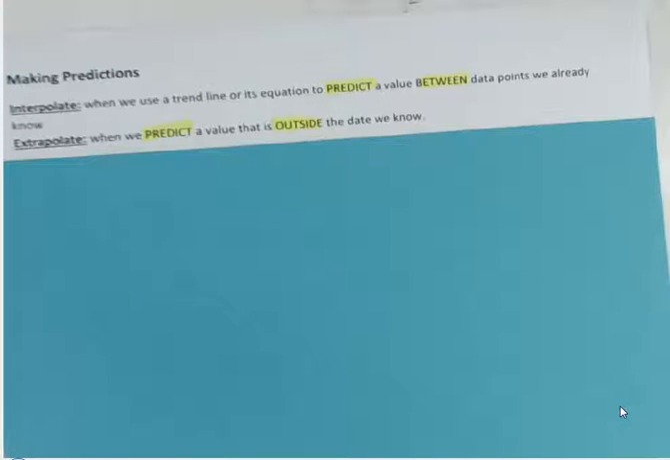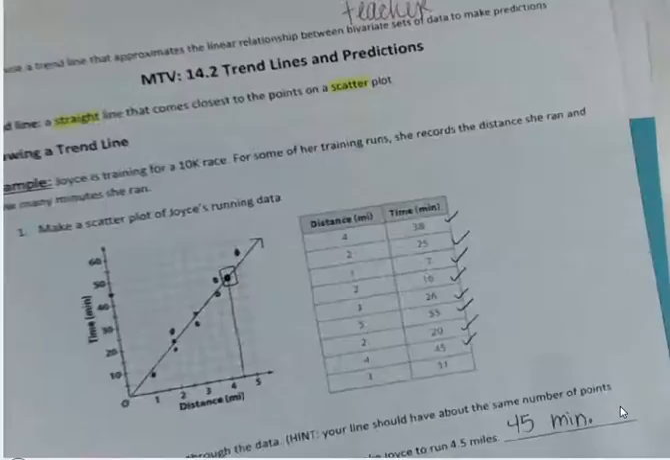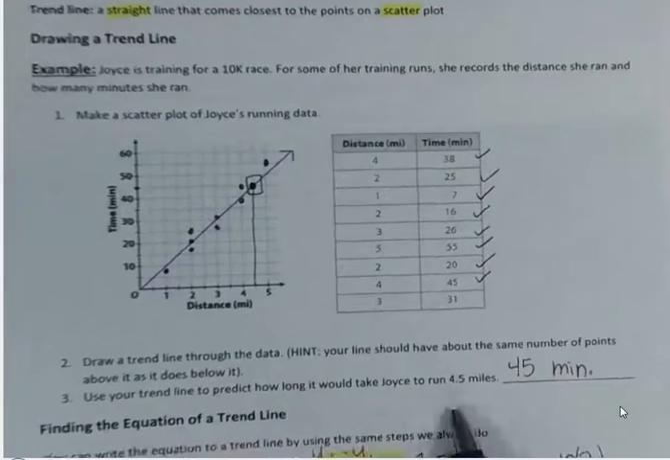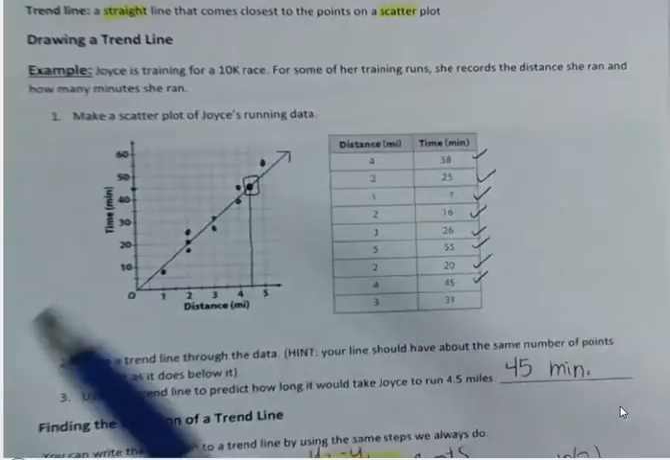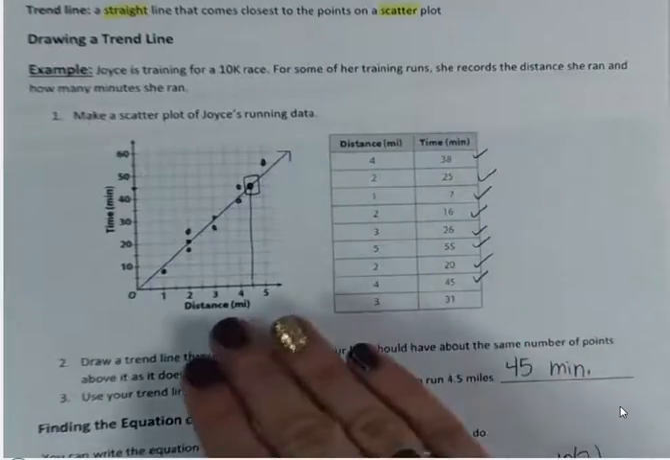Now, extrapolate means when we predict a value that's outside the data we know. So maybe we don't have all the data. Maybe on the first one, instead of asking for 4.5, maybe it asked for 10. That would be extrapolating because you're going beyond the data.